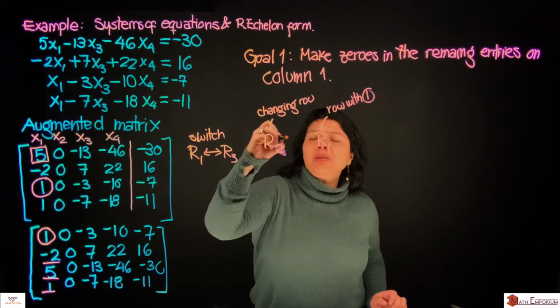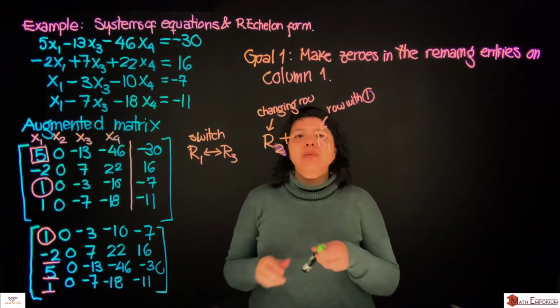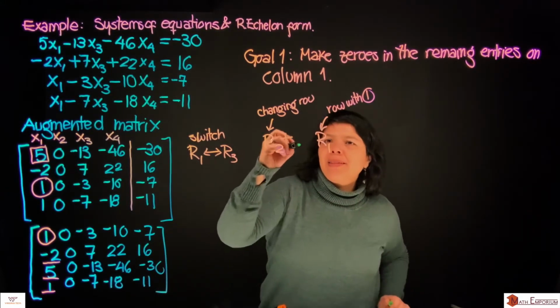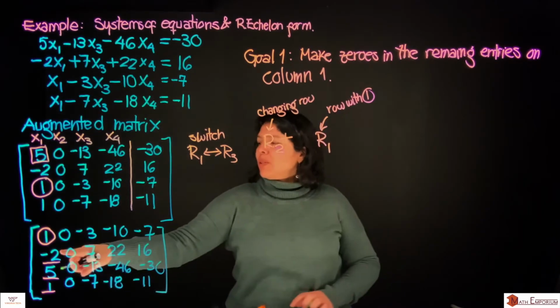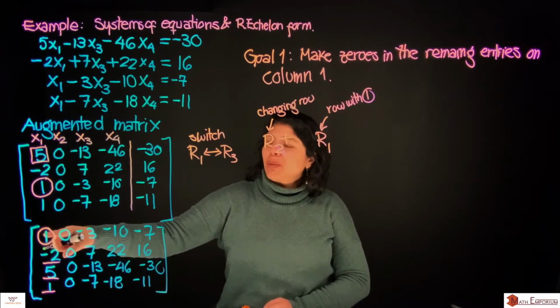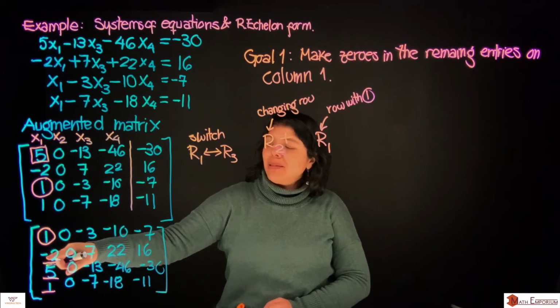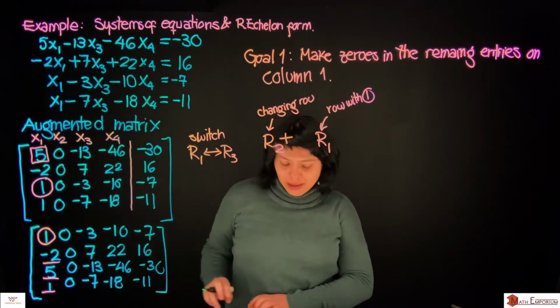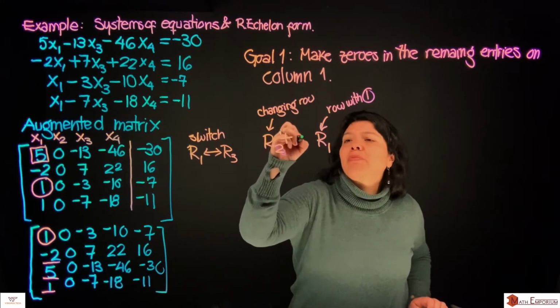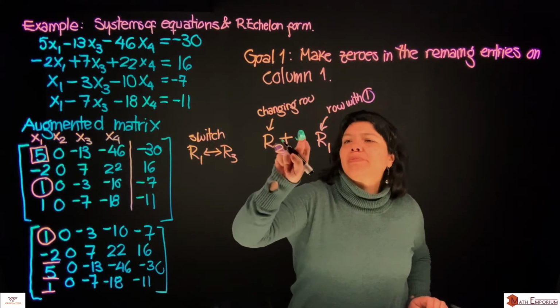And I'm going to add them, but I need to multiply times a constant here that I need to determine. So if I want to make this entry 0, that means that if I multiply this times 2 and add it by this, then when I add these 2, I get a 0. So that's going to give me row 2 plus row 1 times a constant 2.